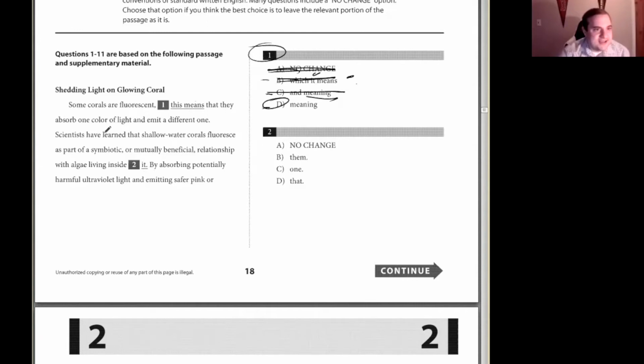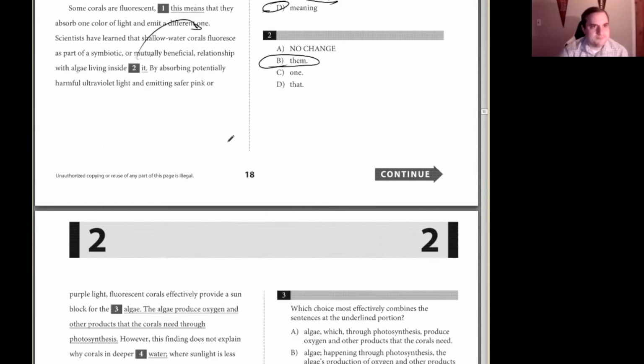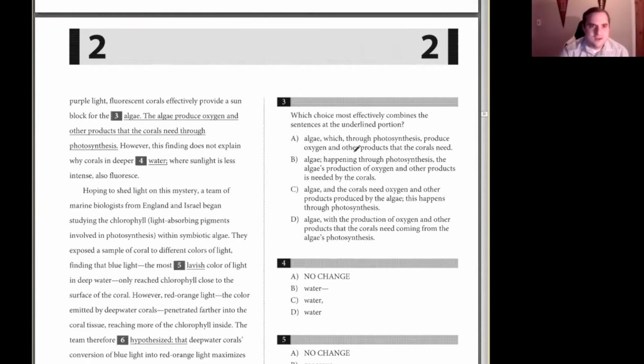So, scientists have learned that shallow water coral fluoresces as part of a symbiotic or beneficial relationship with algae living inside. Okay, what are algae living inside? I believe they are living inside the coral. But here it's corals. They even made it with an S. So the answer is "them." Yep.